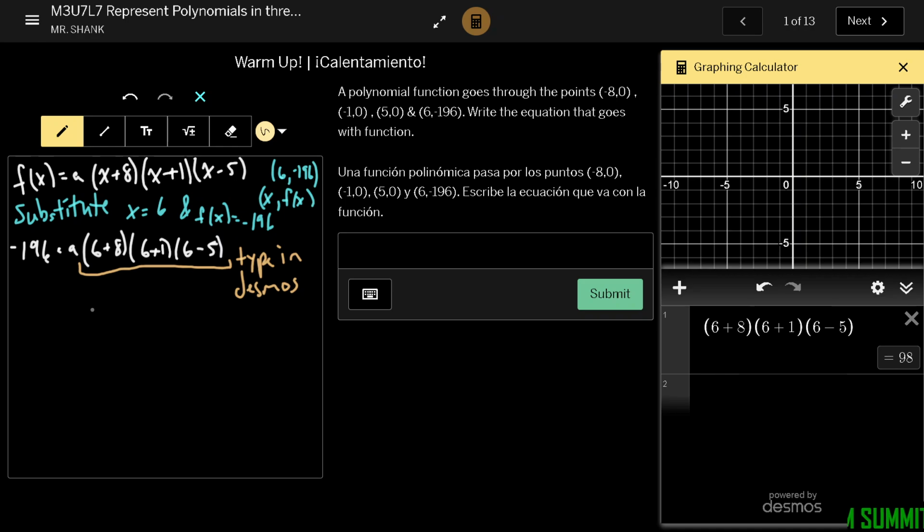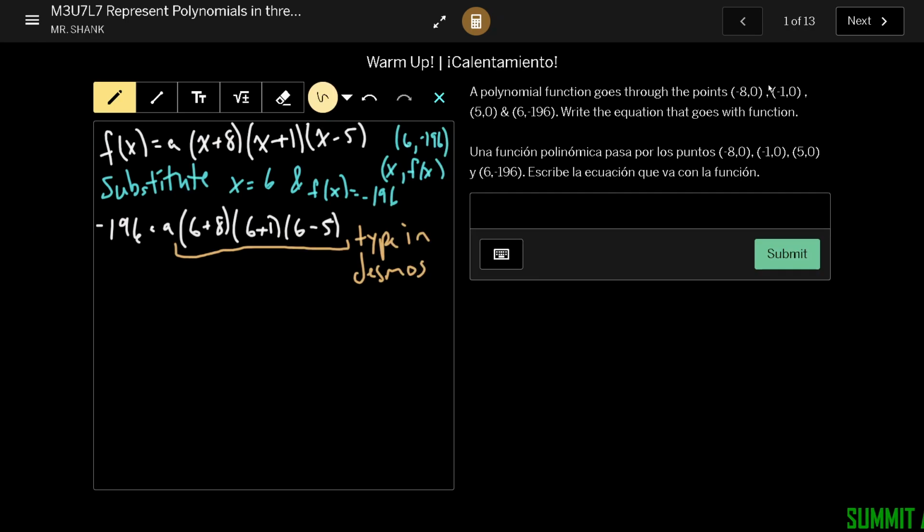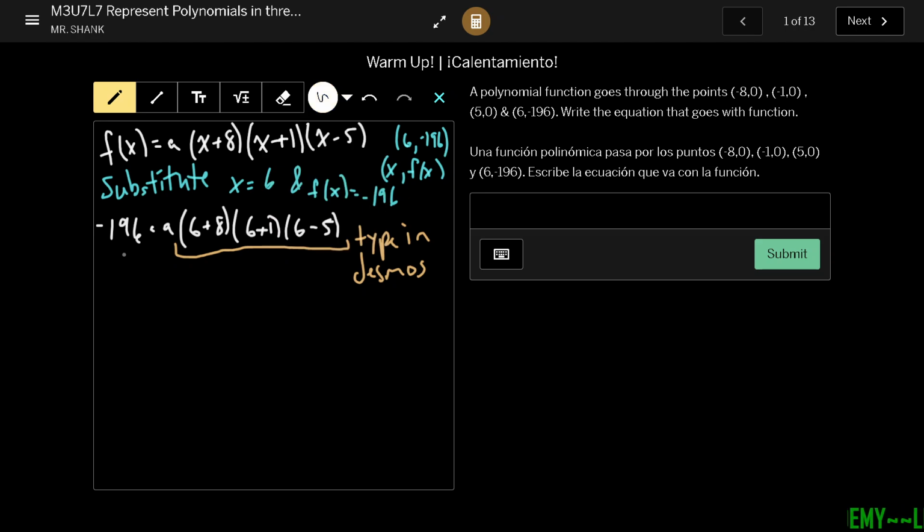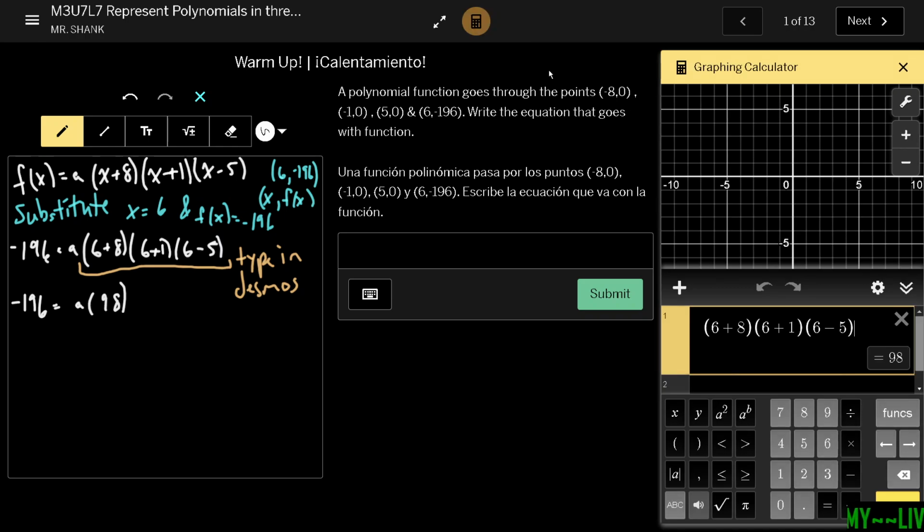And so now, instead of doing calculation, I can use the technology that I have in front of me as a tool. So that's going to be 98. So I just bring it down. I say, okay, left side is -196 equals a times 98. I triple check one more time. Yeah, it's a 98.